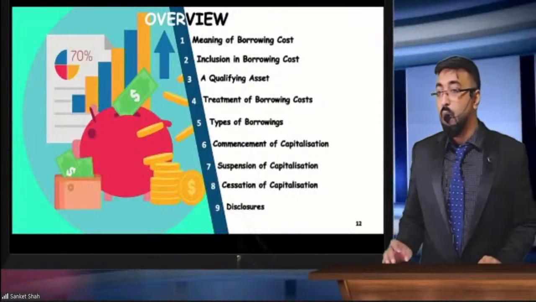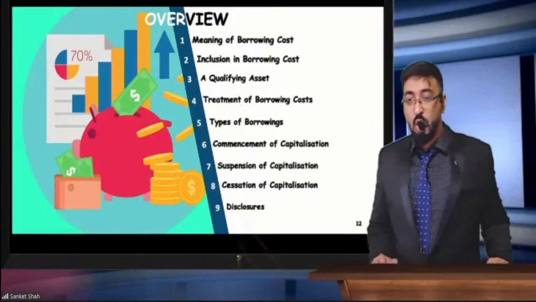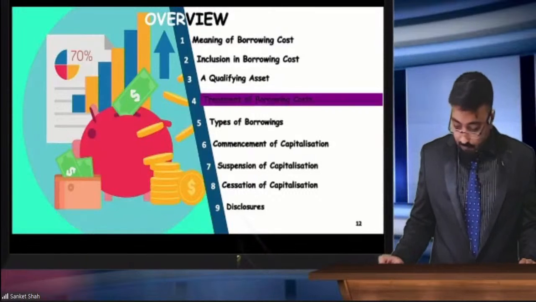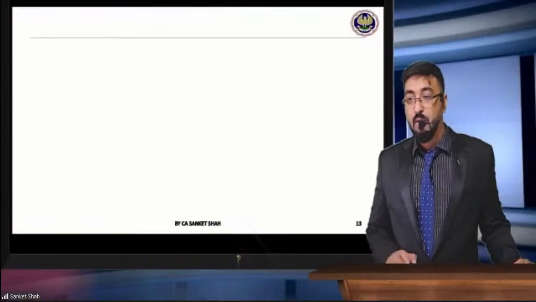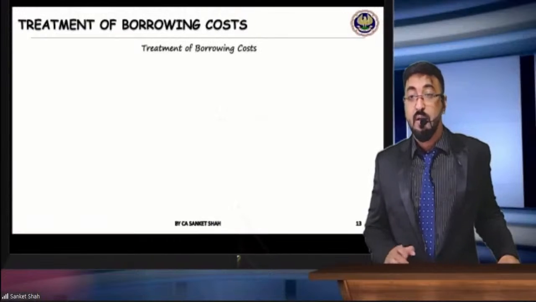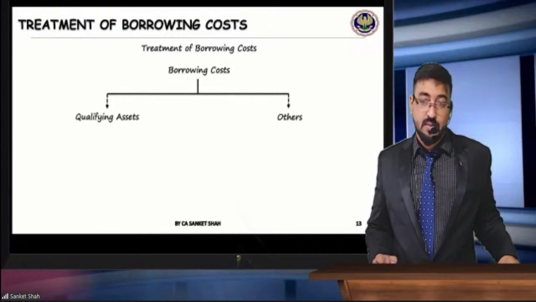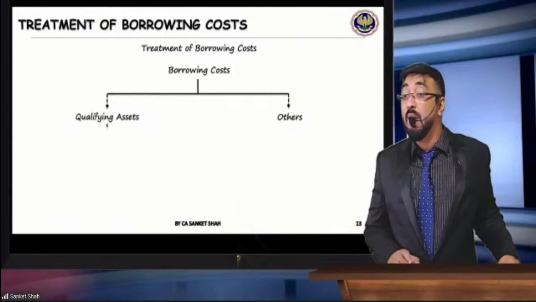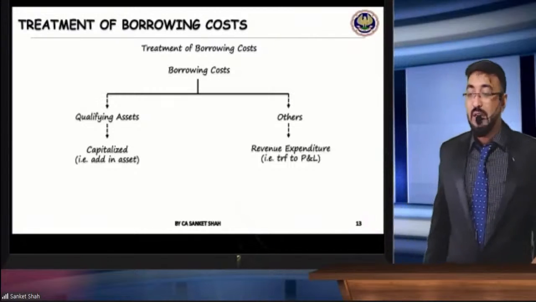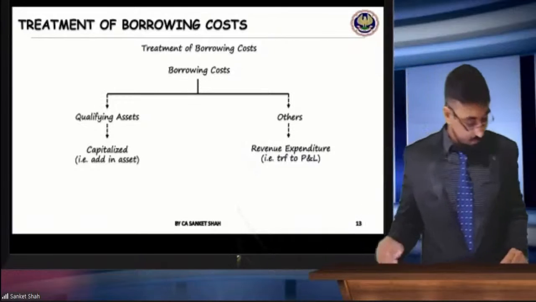So now what is the treatment? So concept number 4, write down treatment of borrowing cost. Now what is the treatment of borrowing cost, beta? Understand this. The treatment depends on whether it is a qualifying asset or others. I already explained to you, if it is a qualifying asset, you will capitalize. Capitalize means add it to the asset, and for others, it is revenue expenditure, you will transfer it to the profit and loss account. It's very simple.